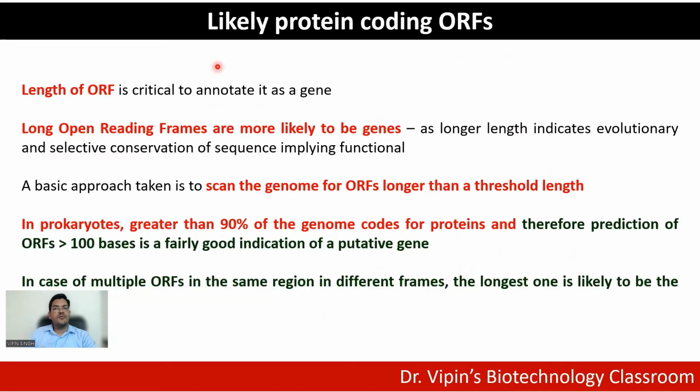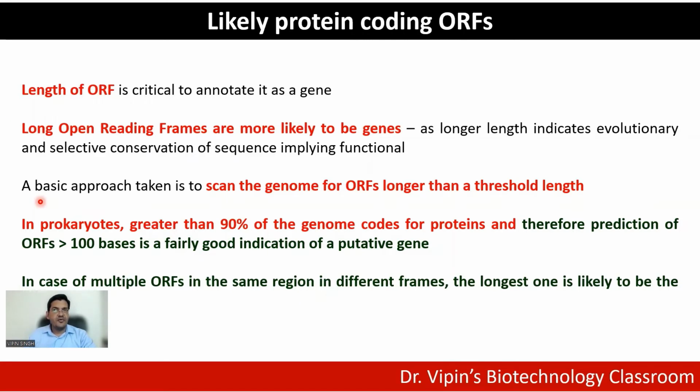So let's now look at the properties of open reading frames. I've already explained that the length of the ORF is critical to annotate a gene, right? Long open reading frames are more likely to be genes. For a given region, if there are two different open reading frames possible in different reading frames, then the longest ORF is likely to be the most correct, because it has been conserved as such and therefore implies functionality. So a basic approach to identify potential protein coding regions in a sequence is to scan the genome for open reading frames with a certain threshold length.